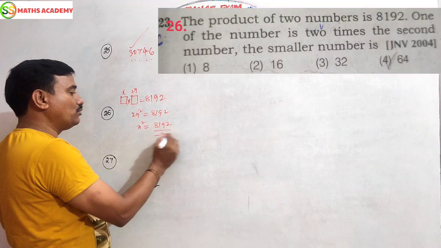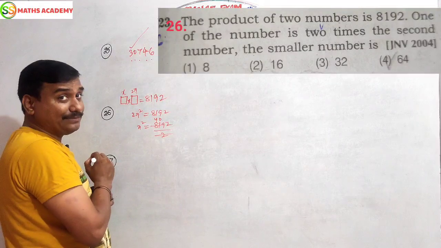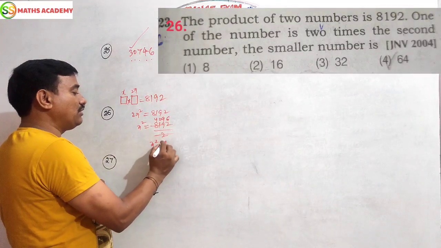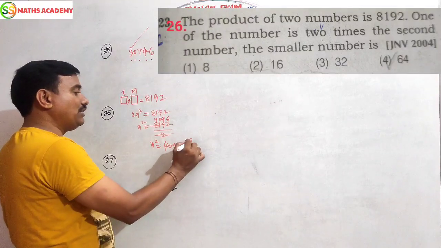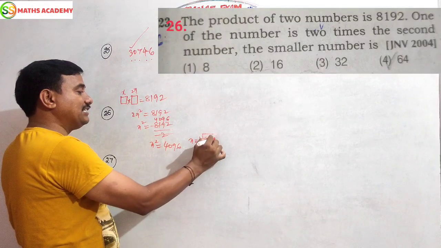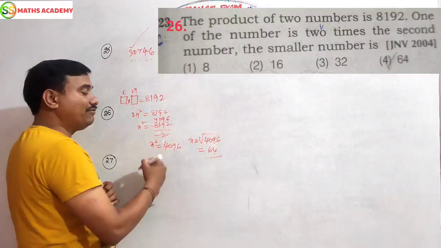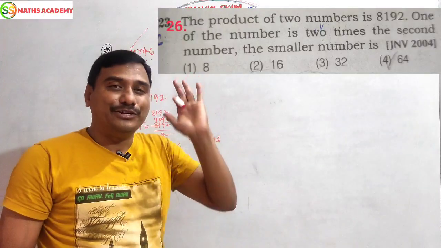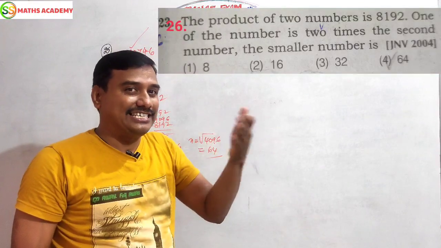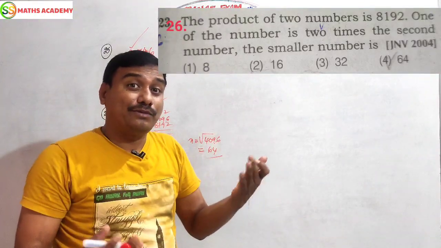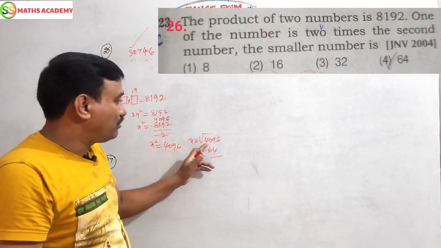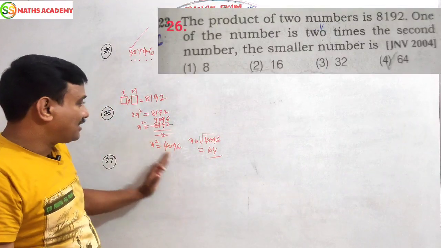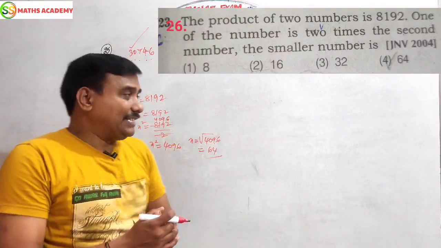This 2 will come down. So x square equals 4,096. Now x equals the square root of 4,096. We know the perfect square. This value will be 64. I have made many videos like this in our playlist. You can see the short techniques on how to find the square root of numbers up to 1000 also. So the square root of 4,096 is directly 64. This is the answer.